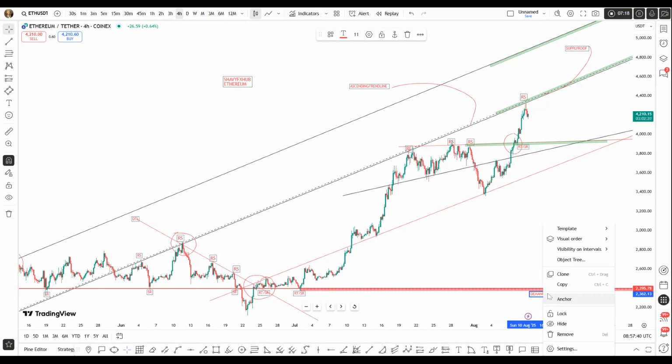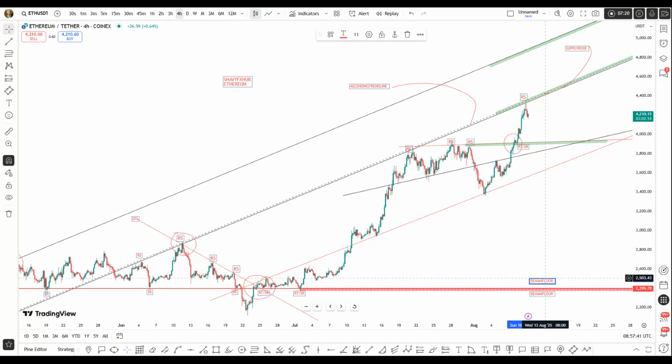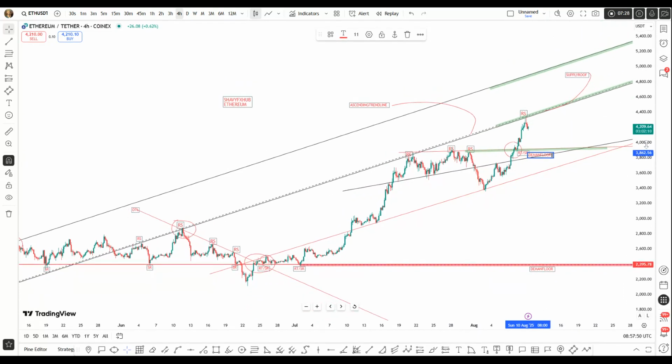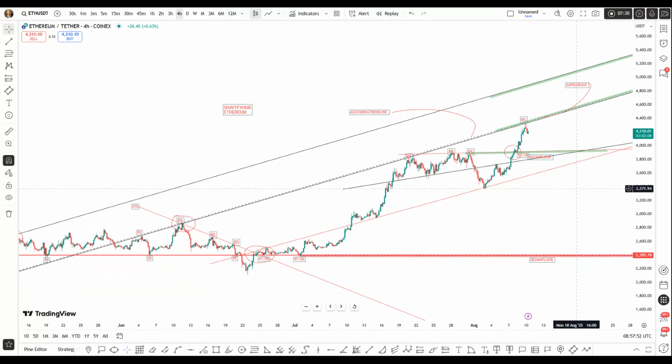So I'm going to clone the structure and bring it here. So if price moves back into the structure, you may want to buy. You may want to buy. Yes, at this level, honestly, you may want to simply buy. And everything you know about the market is a probability.